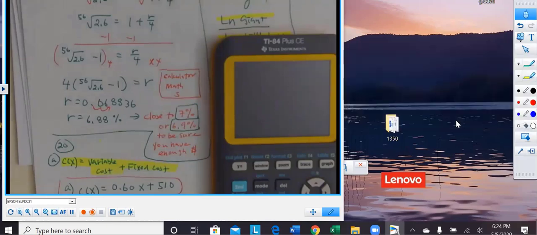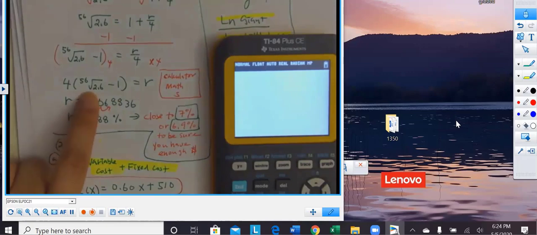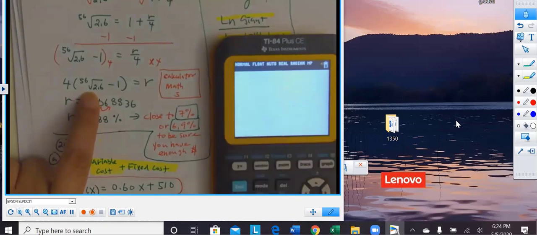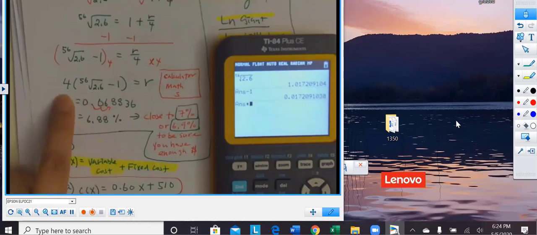Okay, so when I turn it on, I need to do the parenthesis first, right? I need a 56th root, so it's going to go to math. Then number 5 is the roots option, where I can put in the 56 as my index number. Inside, I can put in 2.6. I hit enter. I subtract my 1, and I multiply by 4.